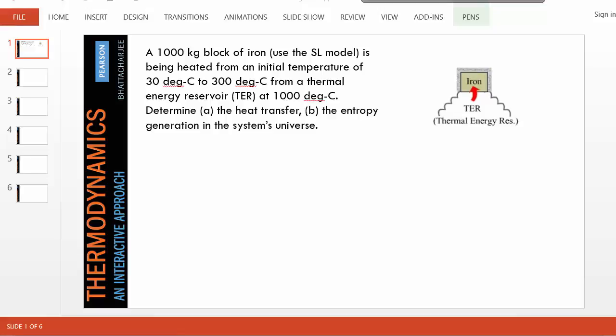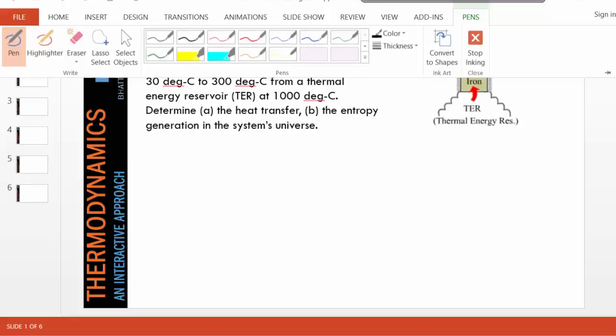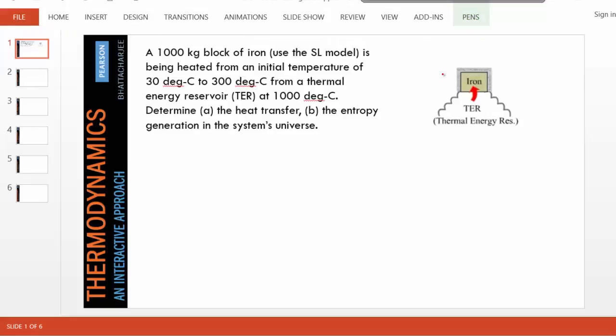Okay, we'll begin our closed process analysis with a very straightforward problem. We have a large chunk of iron that is being heated from 30 to 300 degrees Celsius by heat coming from a reservoir known as a thermal energy reservoir. We are supposed to find the heat transfer needed for this purpose, and the entropy generated in the system's universe.